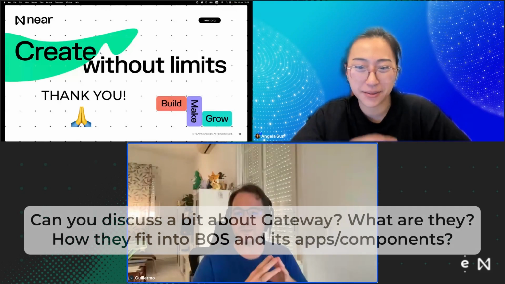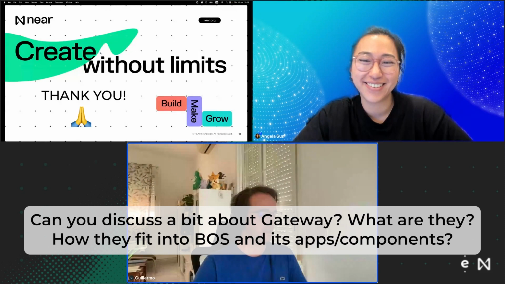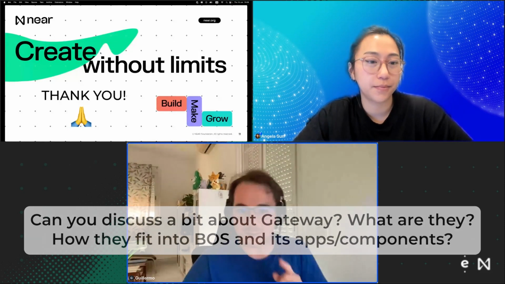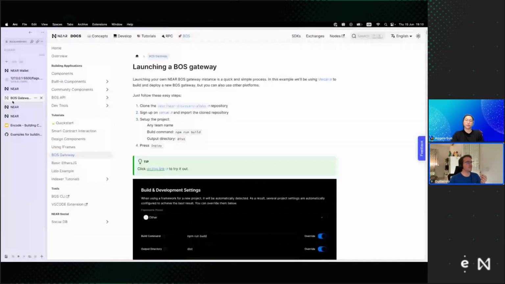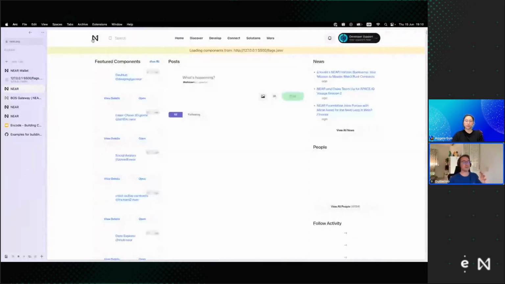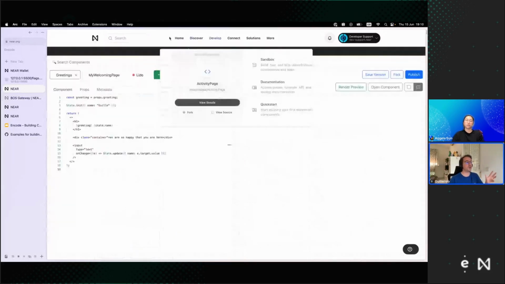Can you discuss a bit about gateways, what they are, how they fit into BOS and its apps components? Yes. Okay, so I was trying to avoid it, but we can actually talk about this. The important thing about gateways is just that it's how the rest of the website looks. So for example, like near.org, as you can see, when you are in the home, it's just like this sort of like social media platform, right? And it has a bunch of other ways of navigating the website, right?